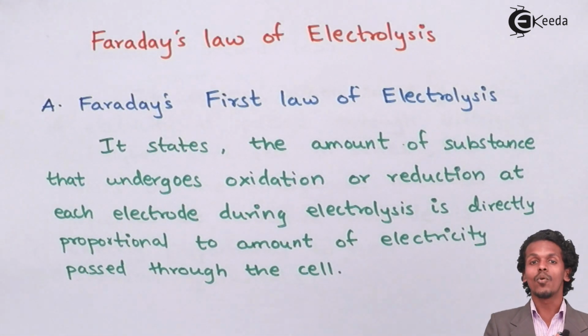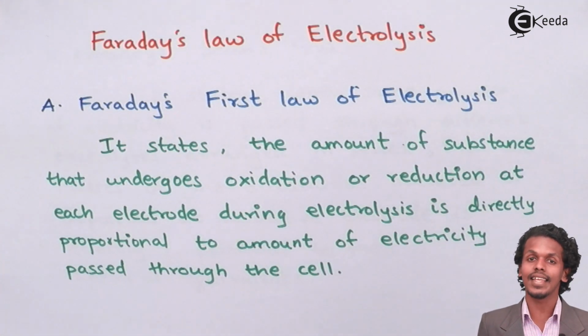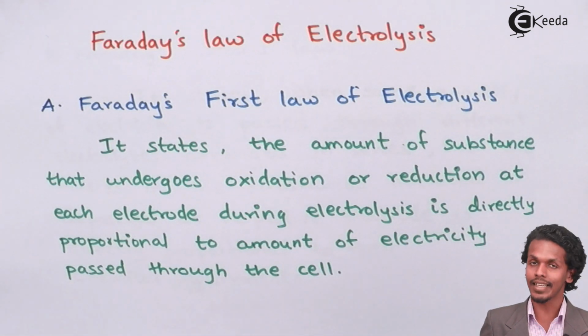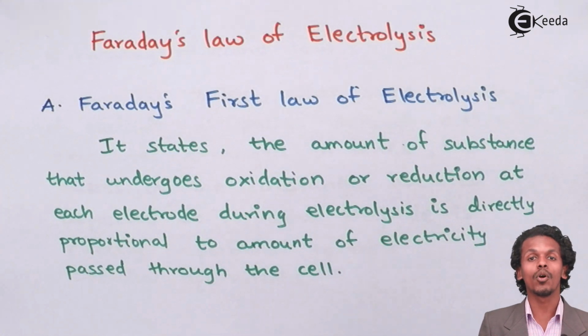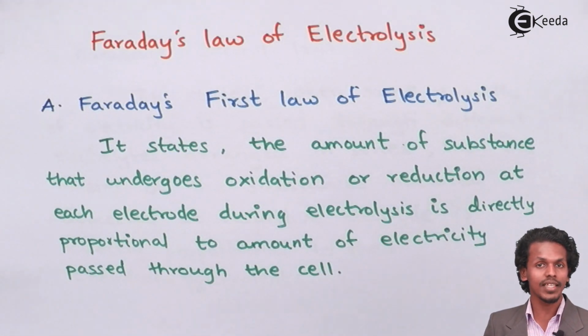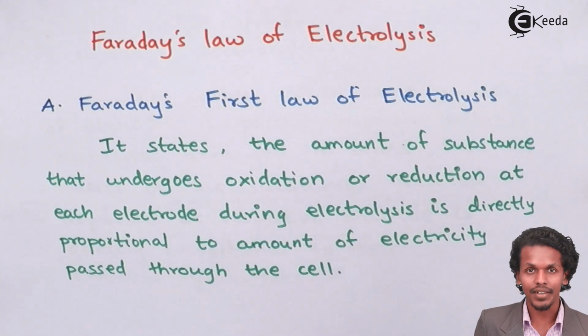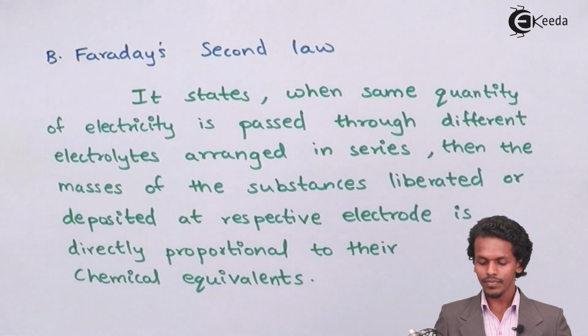So if you increase the current, then the electrolytic process of a particular electrolyte will always increase, and how much weight is deposited on the anode as well as on the cathode is also dependent on the current. So now let us talk about the second law.